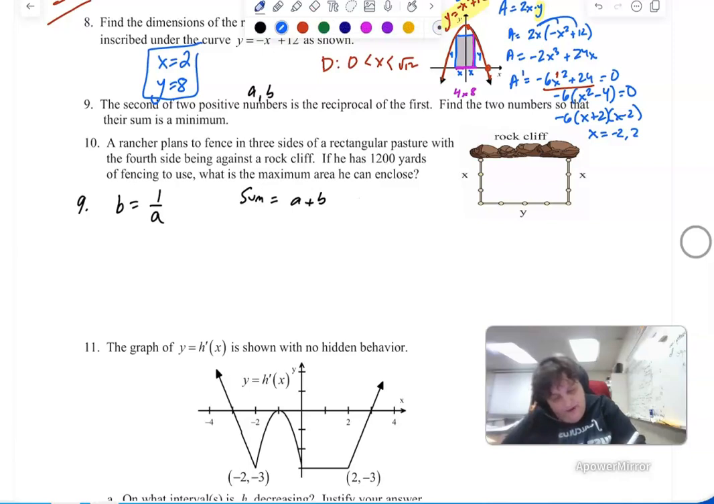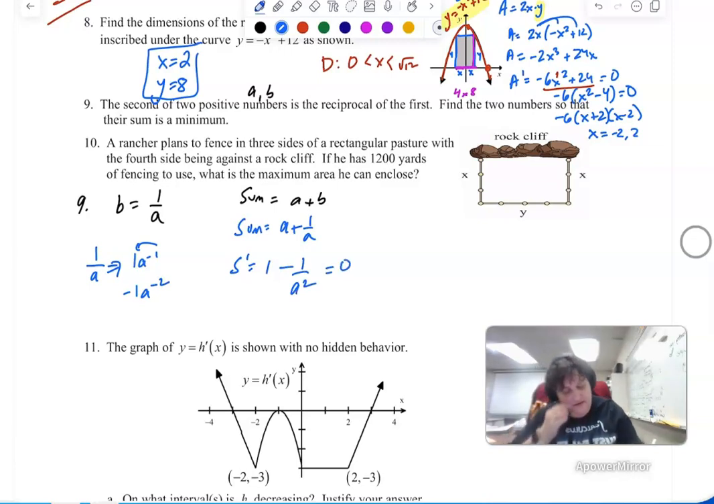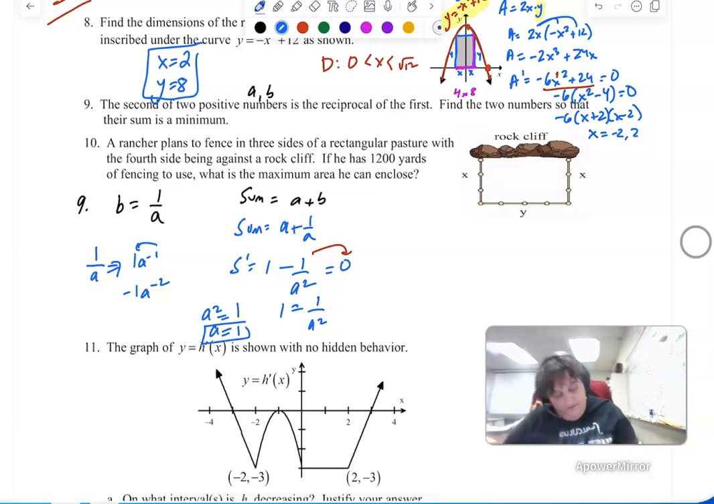All right. So I'm going to go ahead and say if B is 1 over A, then that's my sum. And my derivative is going to be 1. And then remember the derivative of 1 over A is negative 1 times A to the negative 2. And I need to set that equal to 0, okay? Well, first of all, A can't be 0. I could automatically get rid of that. And then if I bring this over here, so I'm going to solve this. 1 is 1 over A squared. So A squared equals 1, so A is 1. This is the dumbest problem I've ever seen in my life.